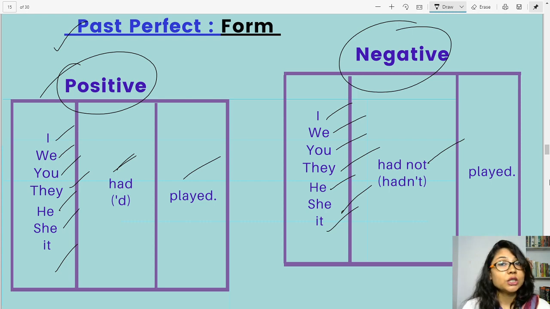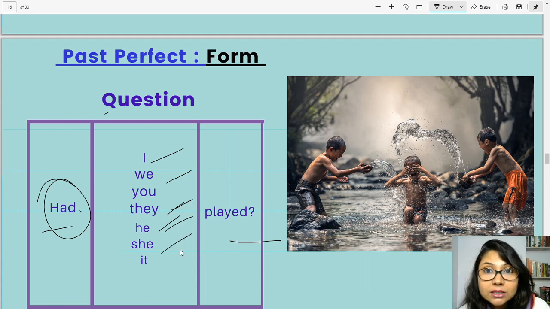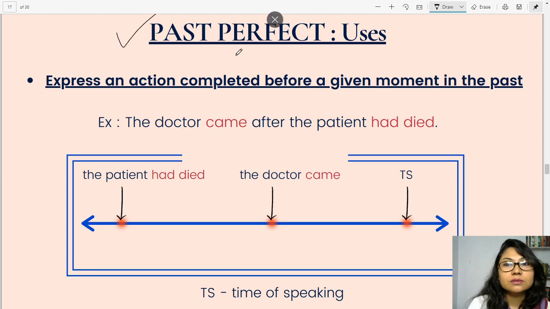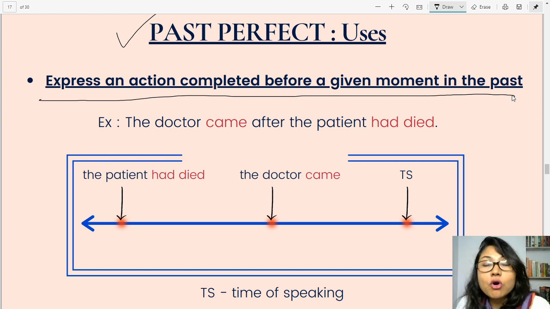Now let's look at the question form. Had I played? Had we played? Had you played? Had he played? Had she played? Had it played? Now let's move on to the uses. Here we are. Past perfect uses. What is the use? Express an action completed before a given moment in the past.